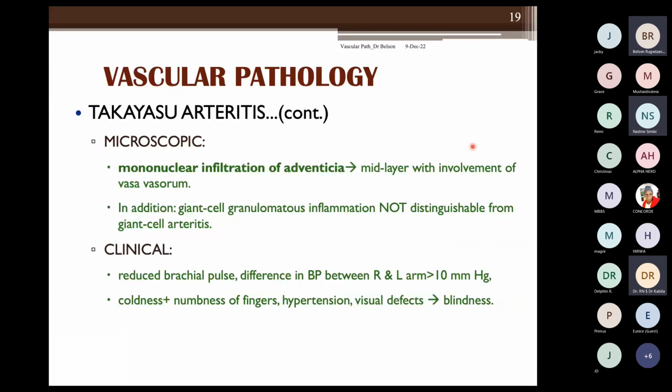So that's why they say if there is a reduced brachial pulse and the difference in blood pressure between the left and the right arm is more than 10 millimeters of mercury, aho ngaho uzatangira kwigenga.